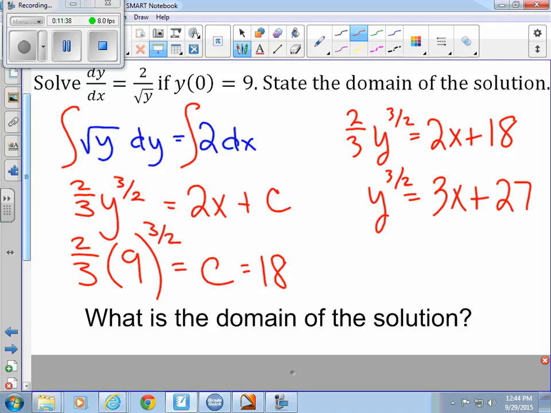How do I get y by itself? You take everything to the 2/3 power. Very good. Everyone agree? 2/3 power, like stairs. We want to get y by itself, so we have a 3/2 power; raising to the 2/3 power would undo that 3/2 power.